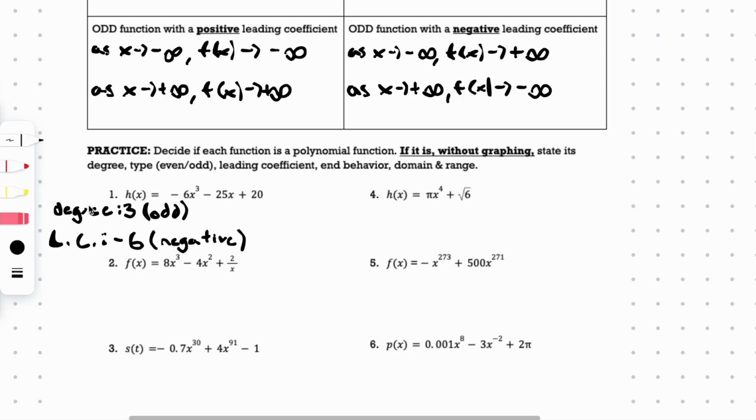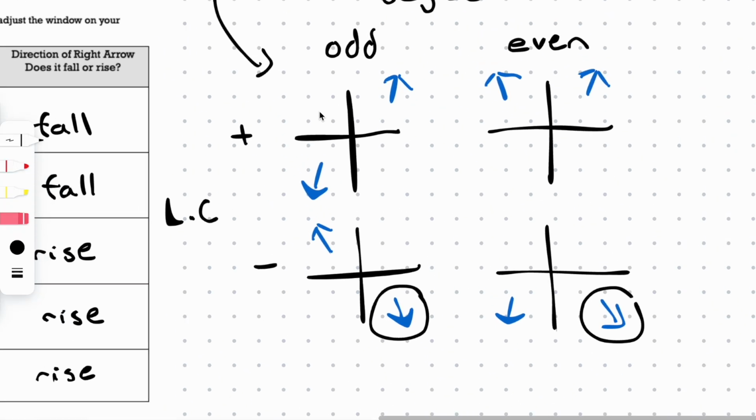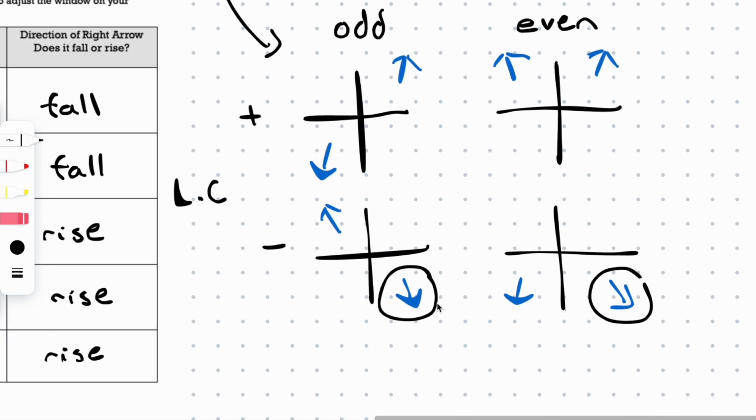Okay, and so when we have an odd degree with a negative leading coefficient, let's scroll up to here. Odd degree, negative leading coefficient, it's going to be this graph. So as x approaches negative infinity, goes in this direction, y approaches positive infinity, and as x approaches positive infinity in the x direction, y approaches negative infinity.